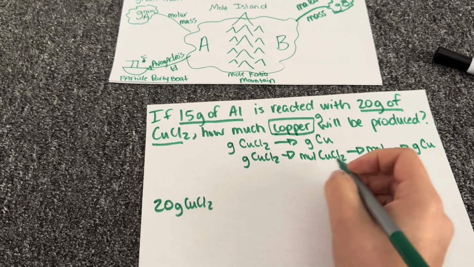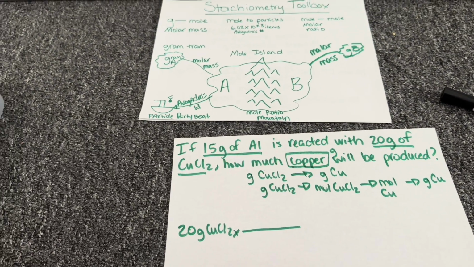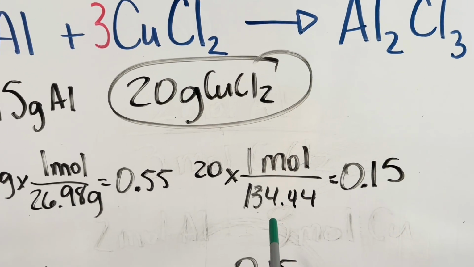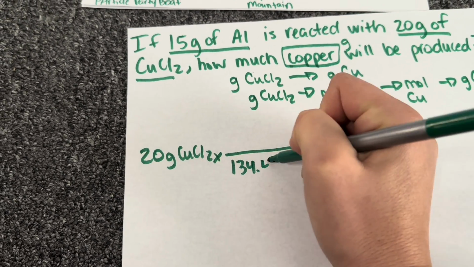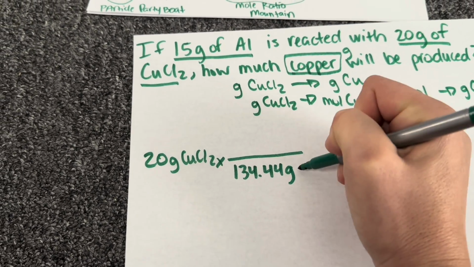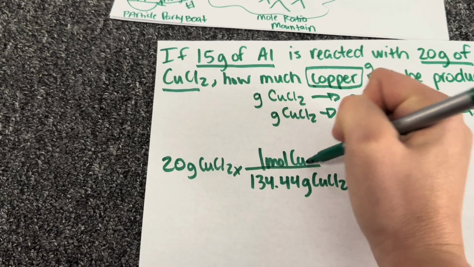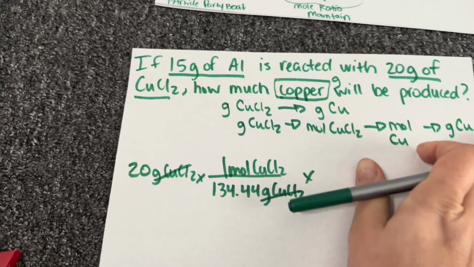And I'm going to convert that into moles of copper chloride using my molar mass, which I just found was, if I'm looking up here, this was our copper chloride, so its molar mass is 134.44. I'm not pulling that number out of the air. We calculated that number from the periodic table. Grams cancel. I'm left with moles of copper chloride.